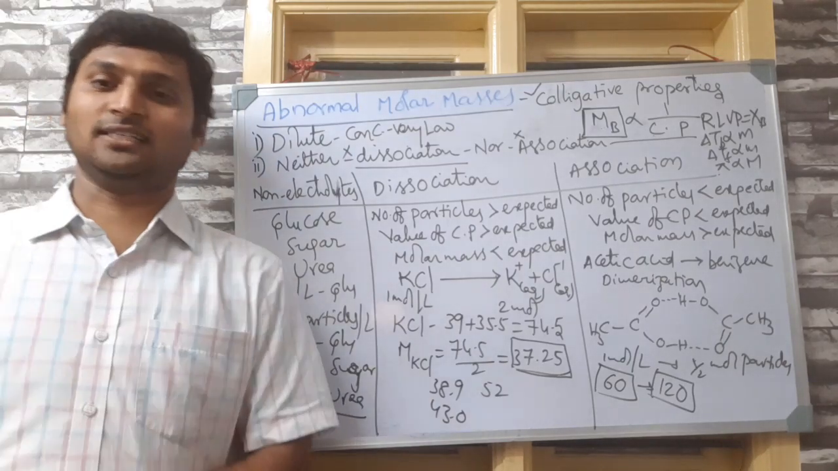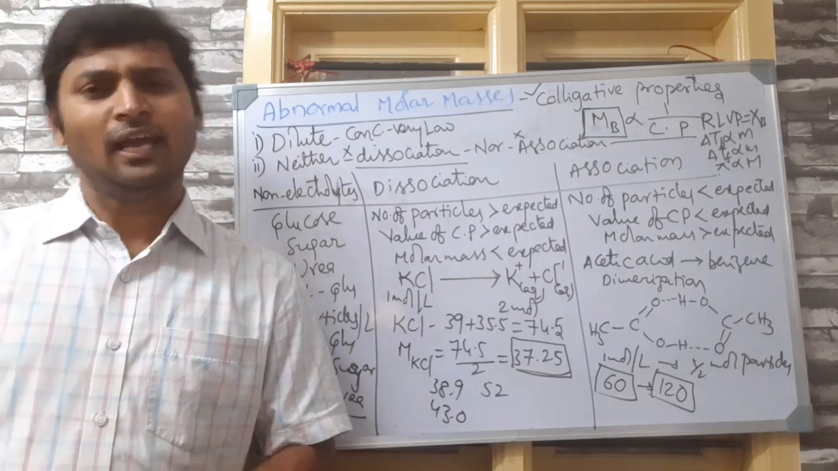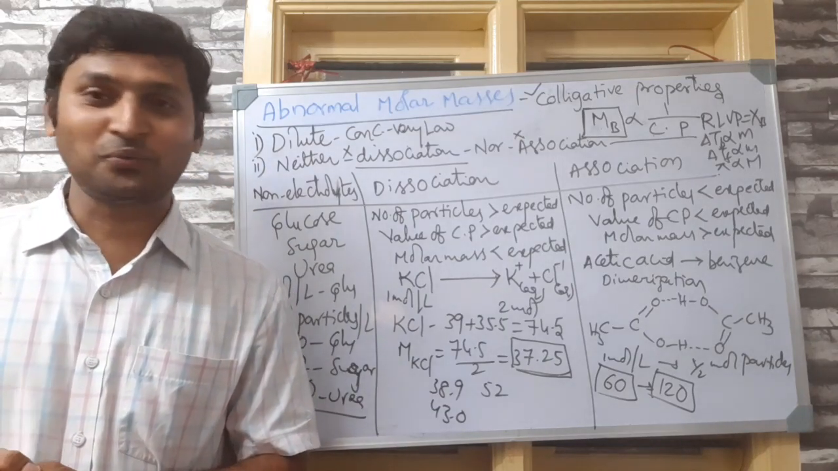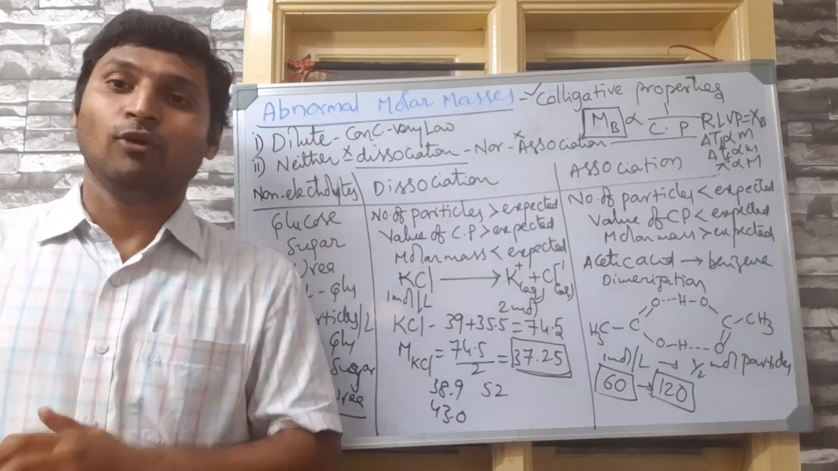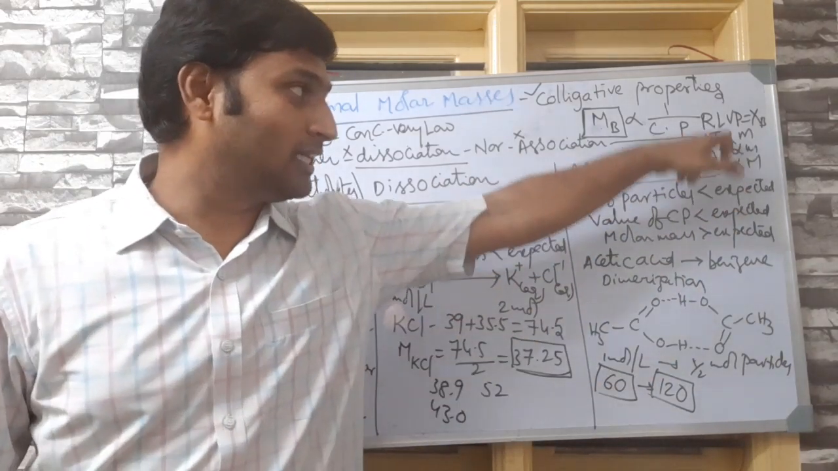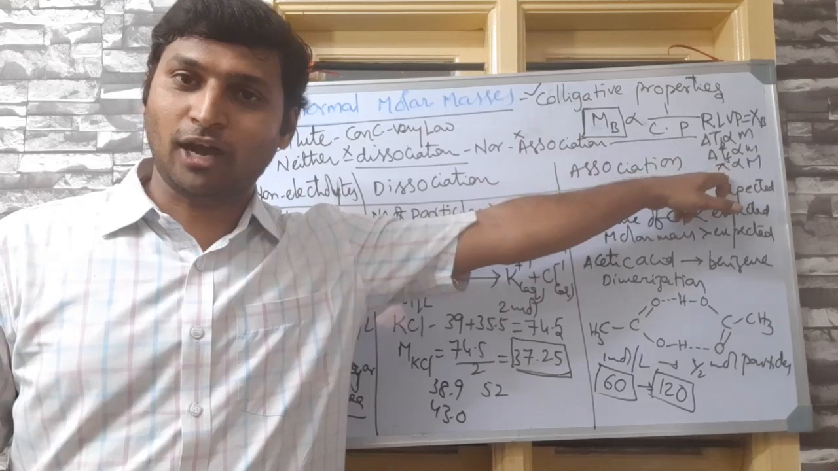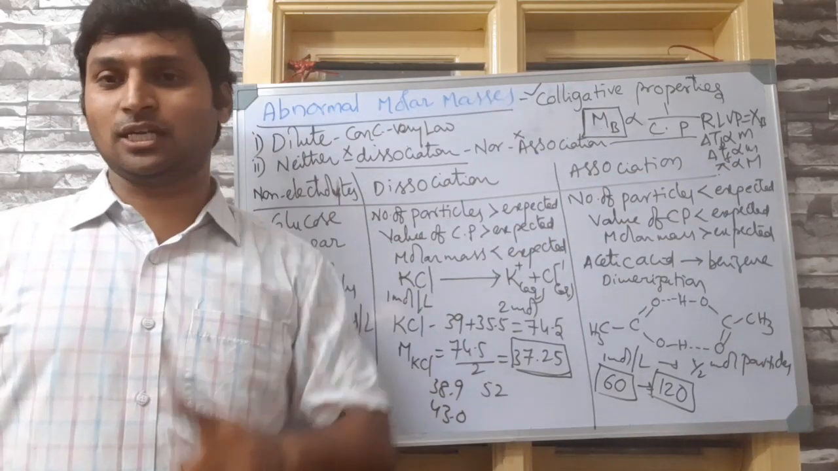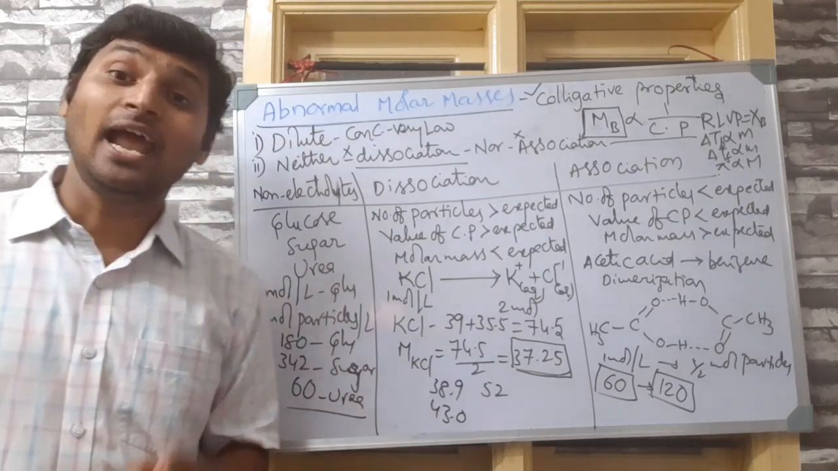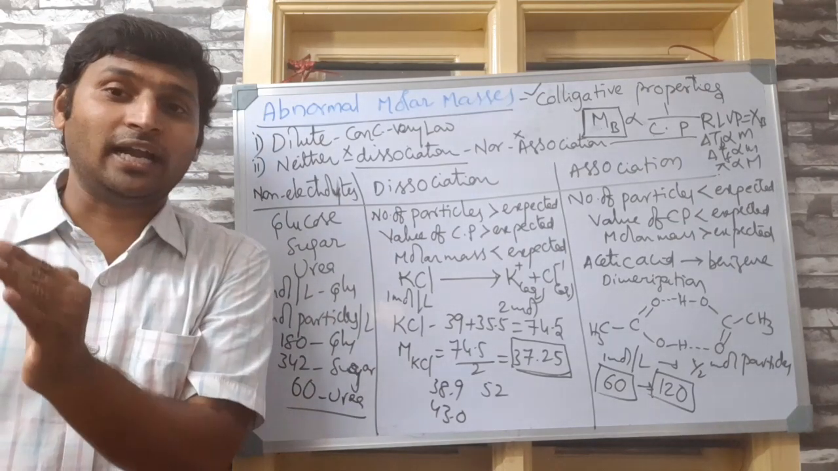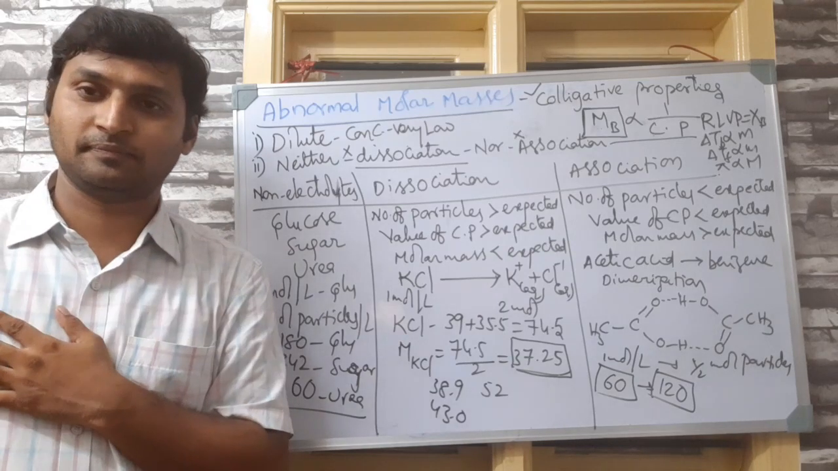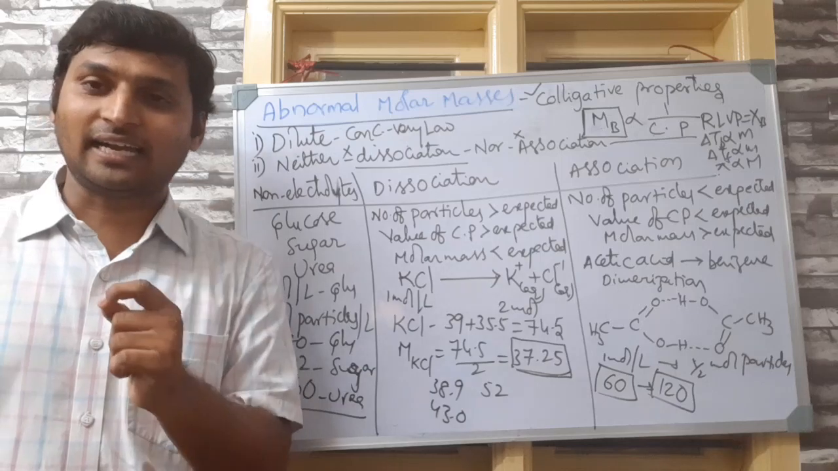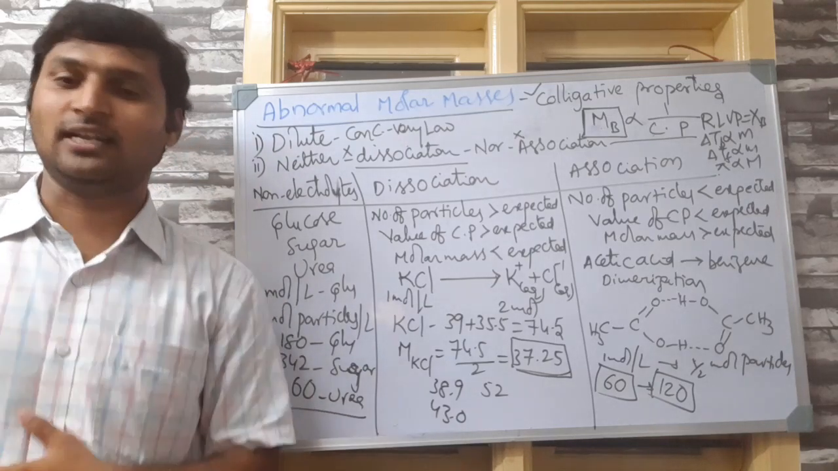Now, the biggest question here is, can we let this happen simply? The answer is absolutely no, we can't let this happen. That means we need some correction in the formula of colligative properties such that despite the association or dissociation, I should end up getting the correct molecular mass. For that, we need a correction factor, and that correction factor we are going to discuss now.